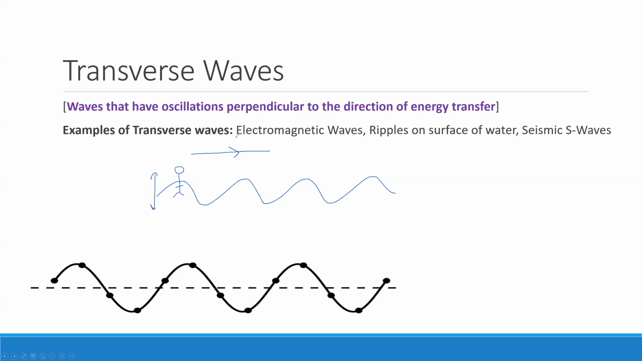However, water waves are also longitudinal. There's the ripples, that's transverse, but there's also the particles below the ripples that are colliding with each other, causing the wave to move from left to right. But when we're talking about the transverse aspect, the transverse wave, we're only considering the ripples on the water.